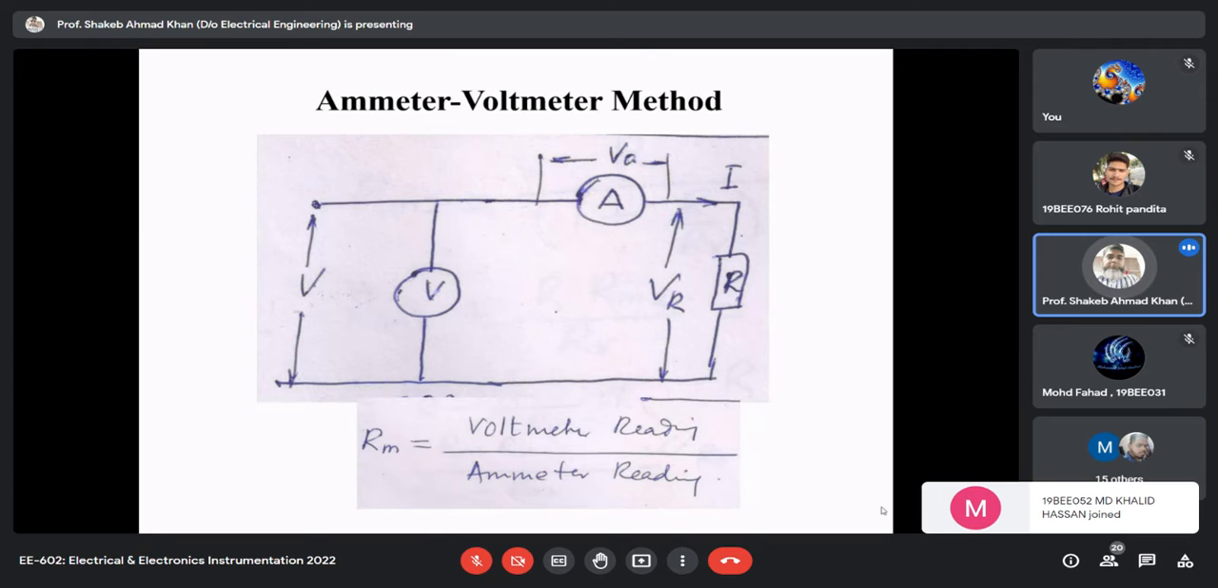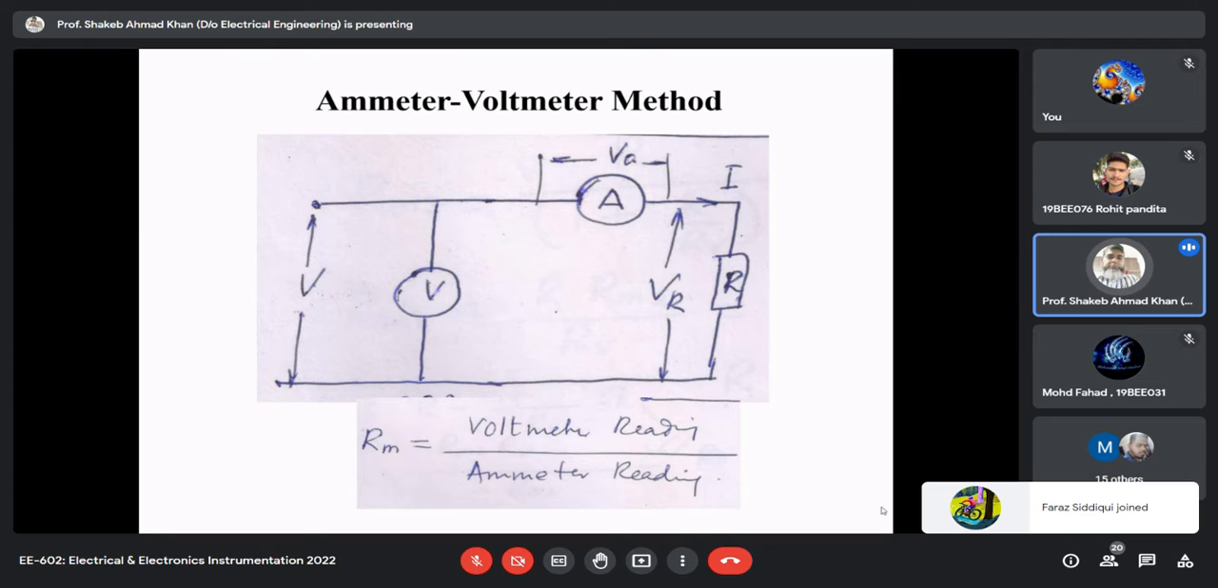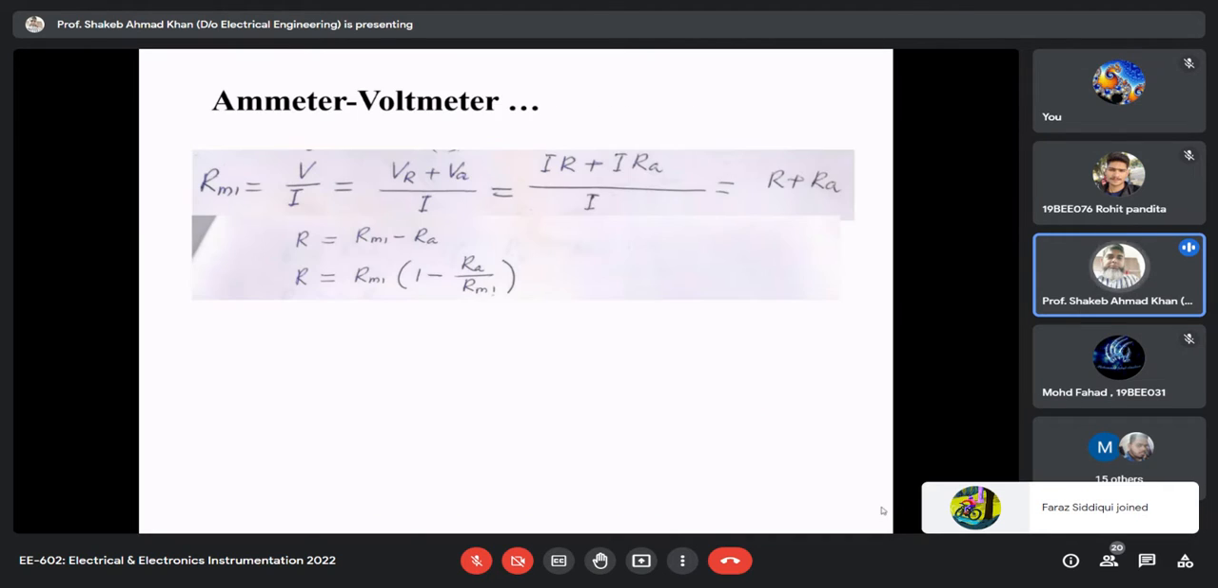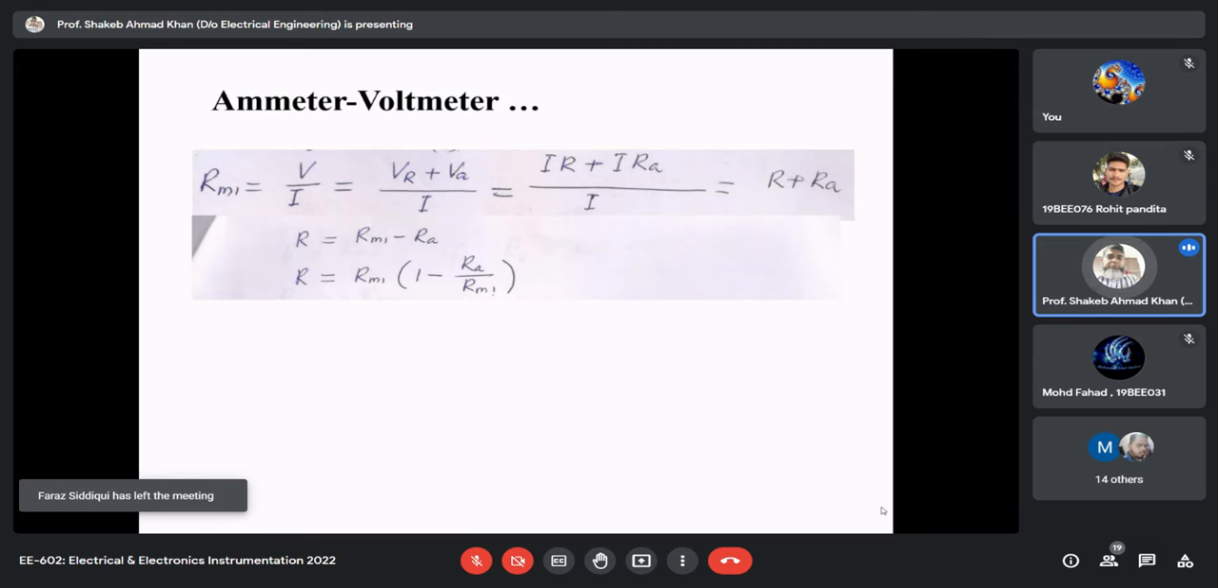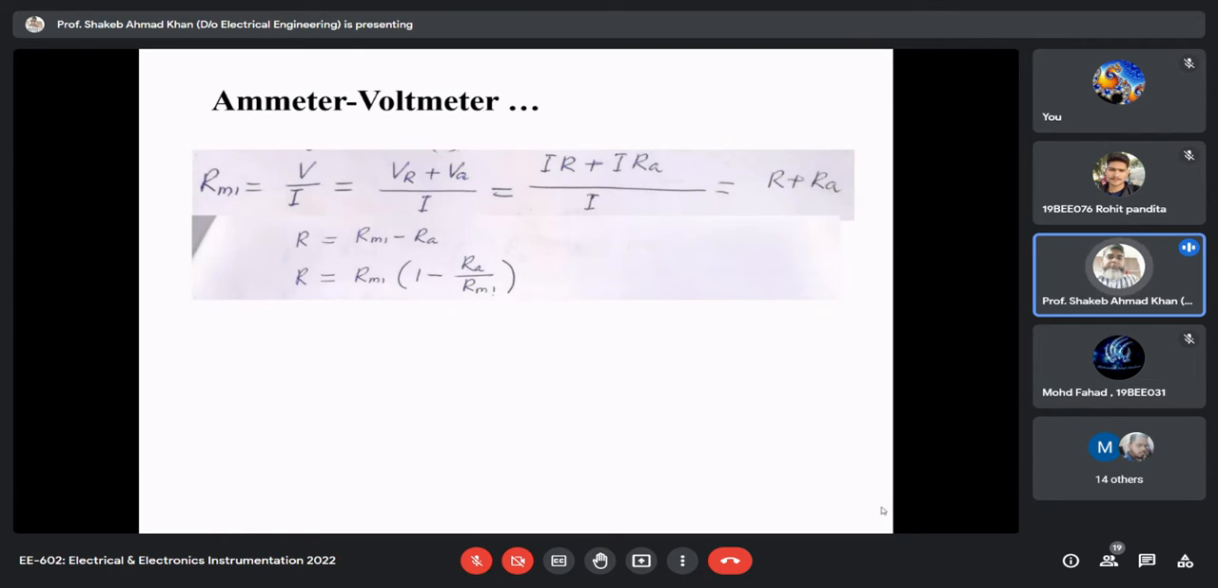So the voltmeter ammeter method, as you know, this is the circuit, and we take the reading of the voltmeter and ammeter and take the ratio according to Ohm's law. The ratio will be equal to the resistance. But because of the circuit configuration, this measured value of resistance is not equal to the true value of the resistance, and that's what we discussed here. Your measured value in this case is always more than the true value.